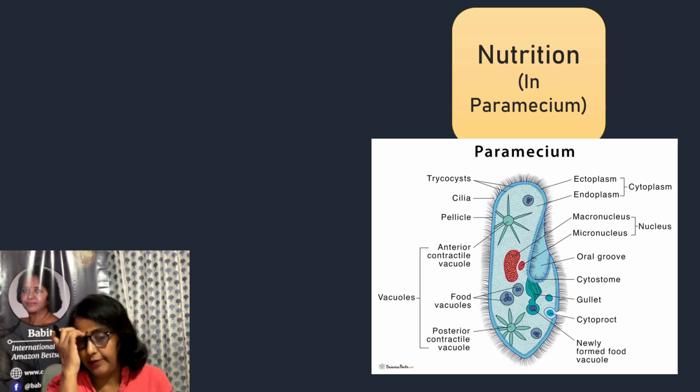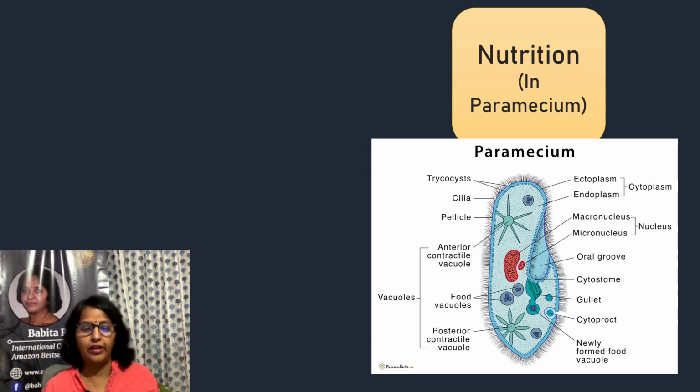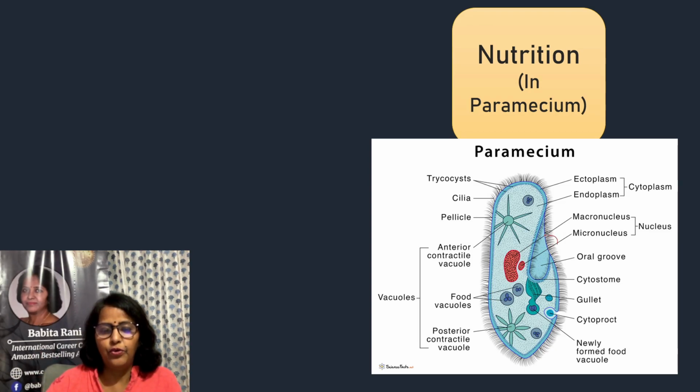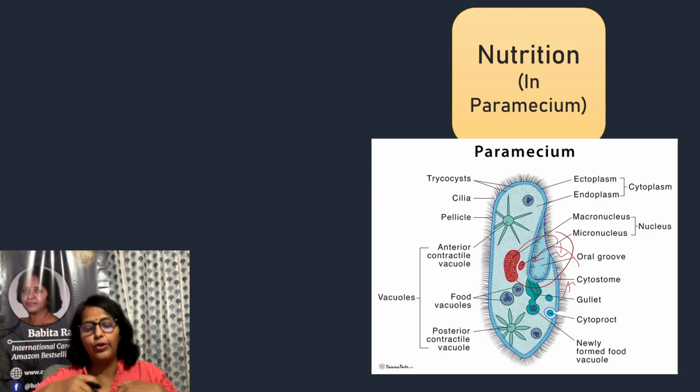Nutrition in Paramecium. Paramecium is again a unicellular organism living in water. So it is generally taking food which is present in water. We have an oral groove in the case of Paramecium, and these are cilia. By coordinated movement of cilia, wherever they find the food, that enters into this oral groove. So movement of cilia helps in movement of food into the oral groove. This is called ingestion.